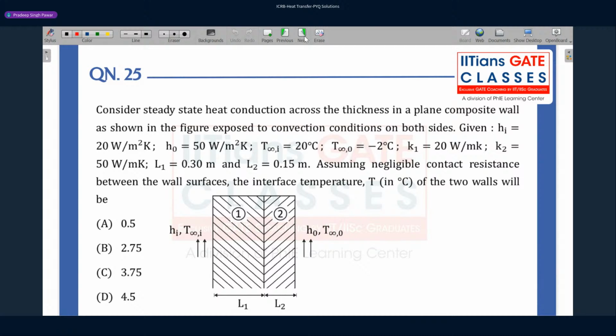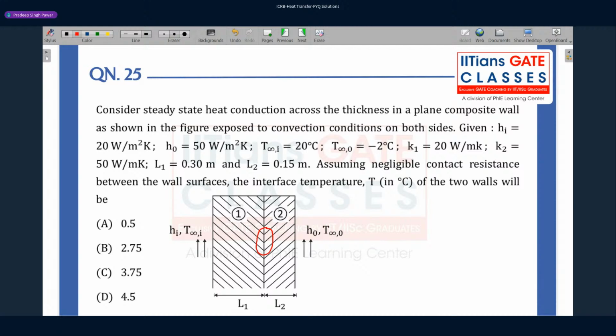He has given us the heat transfer coefficient on one side and on the other side, the temperatures on the hot side and cold side, the thermal conductivity of the first material and second material, and the thicknesses are also given. What he wants us to calculate is the interface temperature, and he says the contact resistance between the two surfaces is minimum, or we can neglect it. The interface temperature is the temperature of the interface of 1 and 2, here.